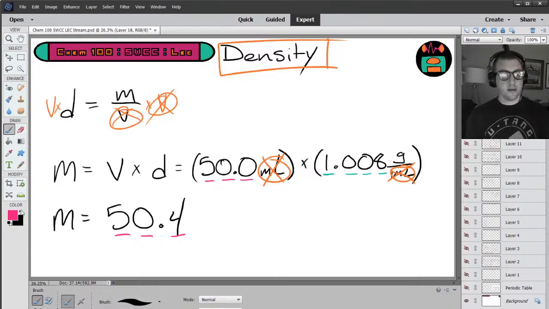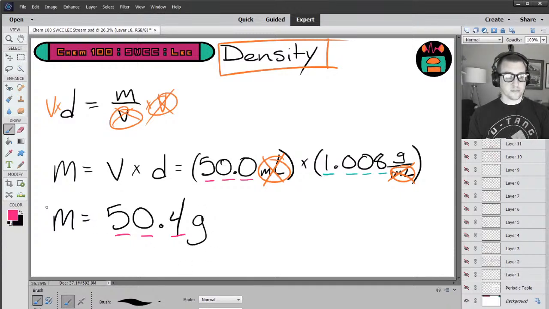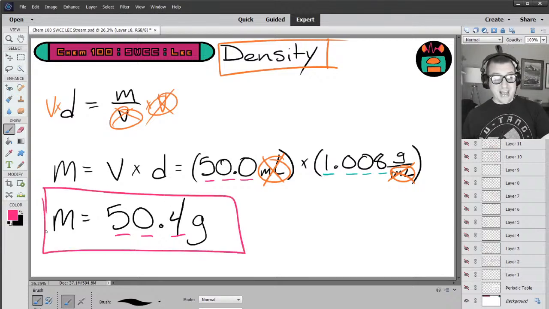The only thing missing from this answer being complete is we need to add our unit. So the mass of 50 milliliters of water is 50.4 grams. All right, that is the mass of water. Let's do another example.